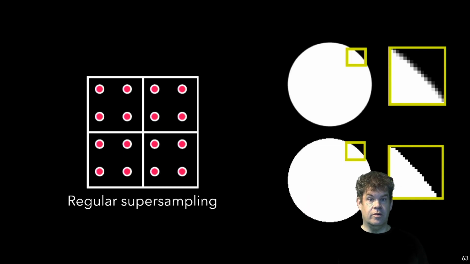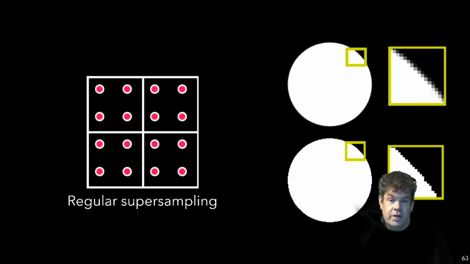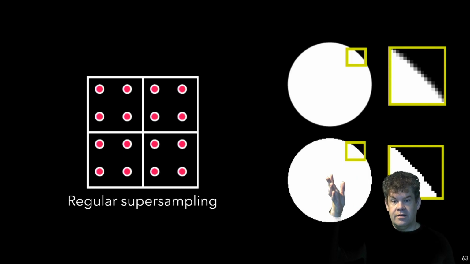Okay, let's do them here. 1, 2, 3, 4, done, right? That's what we call regular super sampling. Here it is, that's what it looks like. We now have 2 by 2, which makes a total of 4 samples, and it looks pretty good.